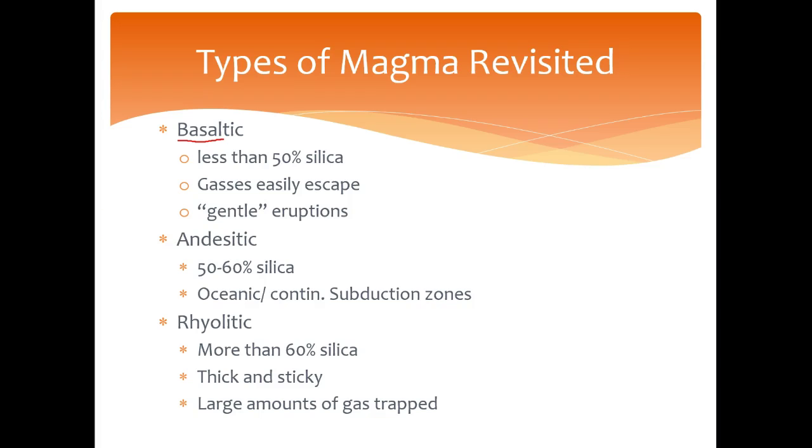Andesitic is in the middle, 50 to 60% silica. You're going to find this at oceanic continental subduction zones. And then there's rhyolitic. Rhyolitic is very sticky. It has lots of silica in it. That means it's very viscous. And these are not going to have gentle eruptions. These are going to have explosive eruptions because large amounts of gas get trapped. So if gas is under pressure, it wants to escape. Here, gas is trapped. The pressure increases, and you get an explosive eruption.